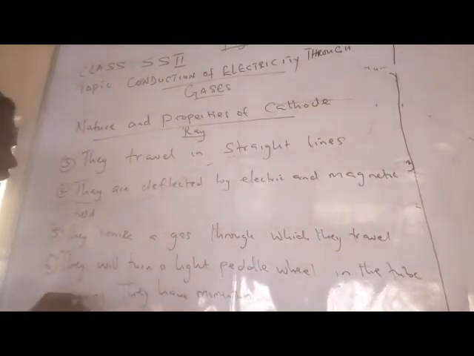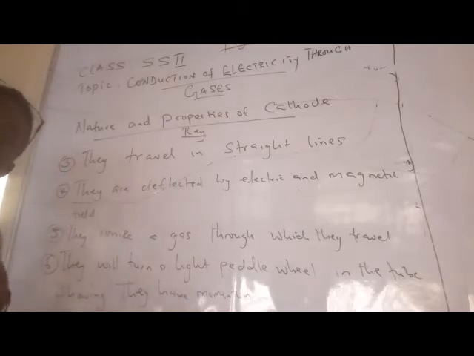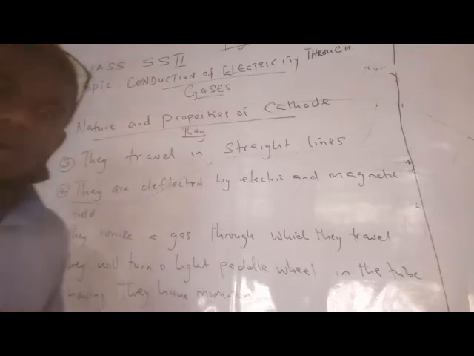They will turn a light paddle wheel in the tube, showing they have momentum. Whenever you put a paddle in the tube, a paddle like that of a bicycle, a very light one that can rotate freely, if you turn on the discharge tube and it starts giving out electrons, you see that wheel rotating. That's to tell you that those electrons have energy and they also have what? Momentum.